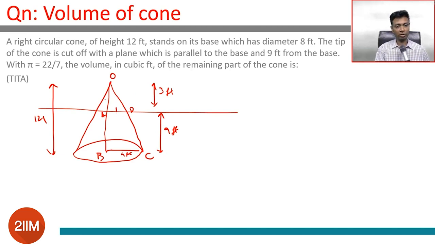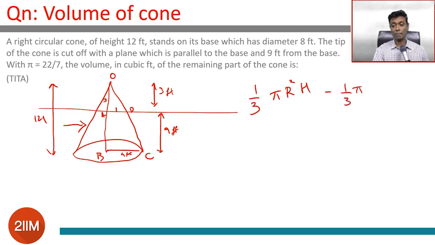So we've got this is 3, this is in the ratio 3:1, which is 12:4. With pi equal to 22/7, the volume in cubic feet of the remaining part of the cone, this is called a frustum. We need to find the volume, which is 1/3 pi r square height minus 1/3 pi r square height. The big cone minus the small cone.